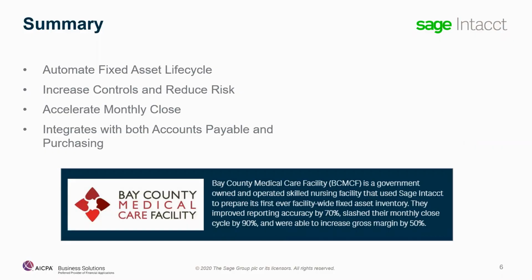I would like to leave you with this one customer quote here, and that is the Bay County Medical Care Facility is a skilled nursing facility, and they're using Sage Intacct and using our fixed asset solution. They are a multi-facility type of organization, and so they have multiple facilities, and within these facilities, they all have assets. So their metrics that they're reporting back to us is that they improved their reporting accuracy by 70%. They slashed their monthly close cycle by 90%, and they were able to increase gross margin by 50%. Those are some pretty strong metrics.